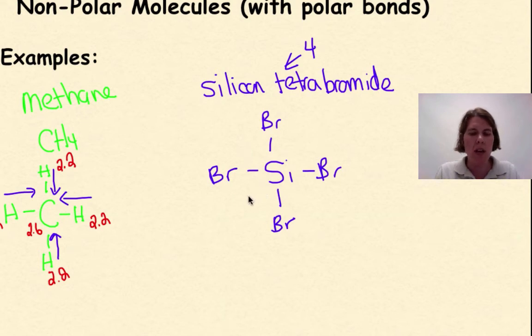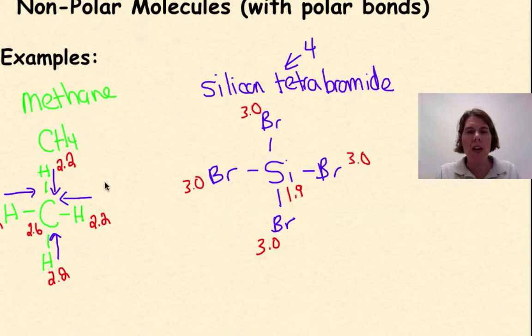So let's go to the electronegativity values. Silicon has an electronegativity according to table S of 1.9, and bromine has an electronegativity value of 3.0, 3.0, 3.0, and 3.0. Now if you look back over at methane, all the arrows were pointing inwards because carbon is more electronegative than the hydrogen is. In this case though, it's something a little bit different because silicon is less electronegative than the bromine. So in this case, the arrows are going to be pointing outwards.